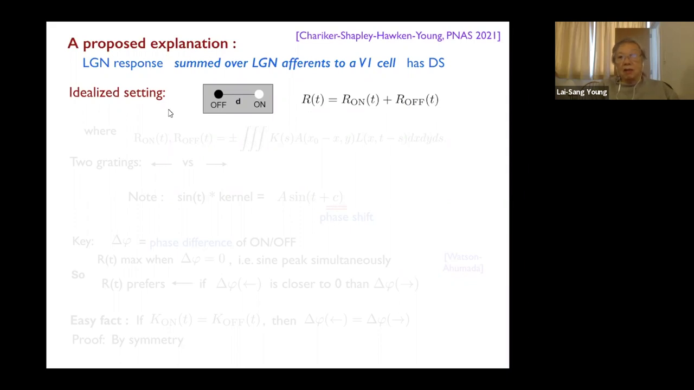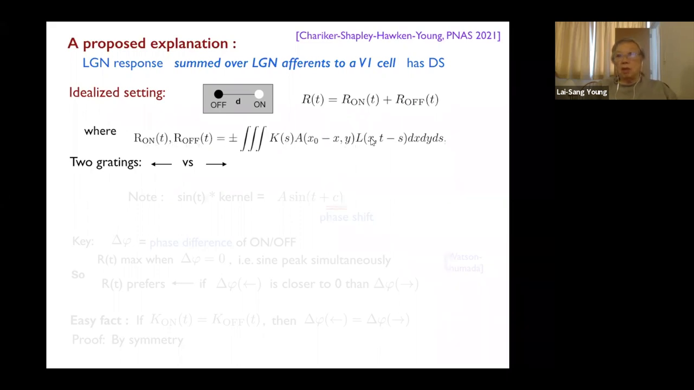I'm going to idealize the setting further. Instead of two rows of LGN cells, let me just make that into two cells, one off and one on. Each cell represents a row, if you like, and I'm going to look at the sum of these two LGN cells. I'm going to cheat also and say that the response is really just the input. Now I'm confusing input and output. It's not a terrible sin because LGN is fairly linear, so I can confuse this input with output without making a really big mistake.